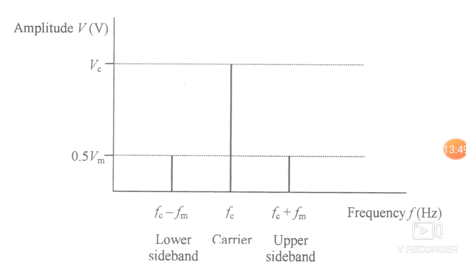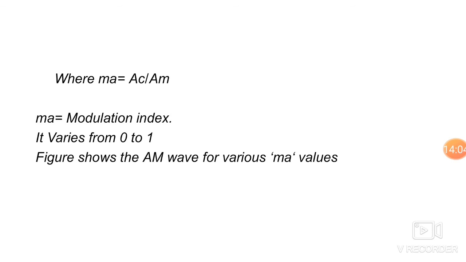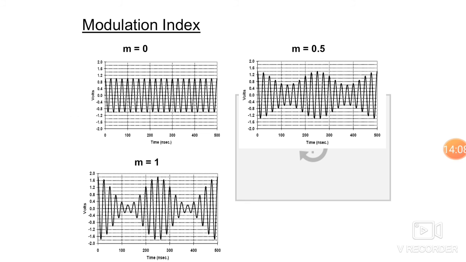Here the diagram shows the frequency spectrum of the carrier signal, LSB signal and USB signal. fc stands for the carrier frequency, fc + fm stands for the frequency of the USB, and fc − fm stands for the frequency of the LSB. And ma is the modulation index that varies from 0 to 1.